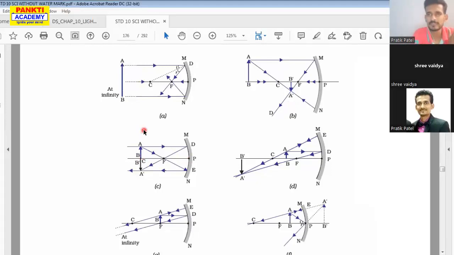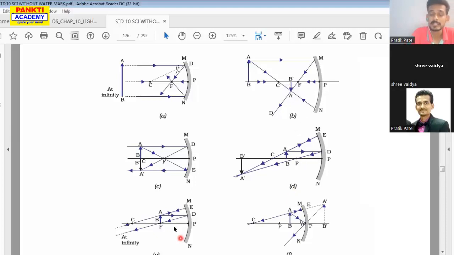Third case, you put the object, meaning you go step by step. First you put the object at infinity. Second you put it below C. Now you put the object at the point C. So you get the image at C only, but inverted. So check, BA upside, B dash A dash downside. Inverted, same size. Now again, between C and F you put the object. So that time you get the image beyond C. Both are reverse to each other.